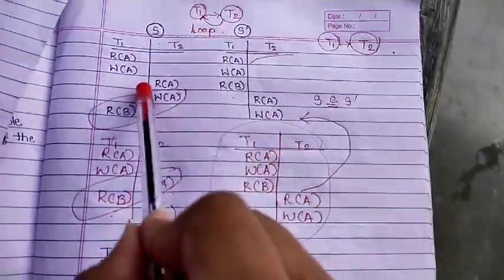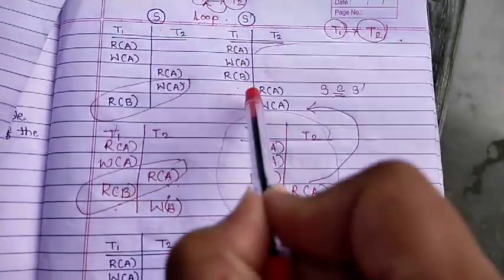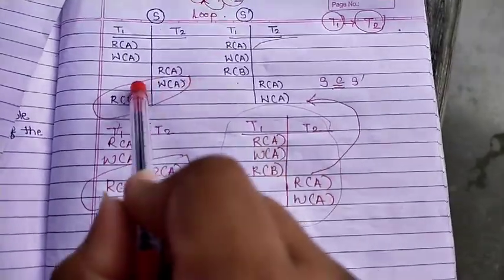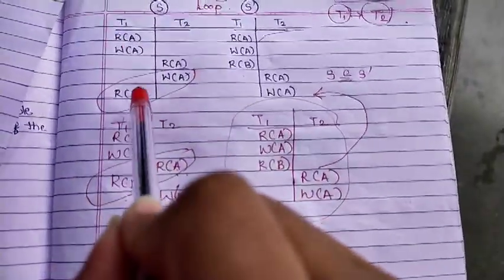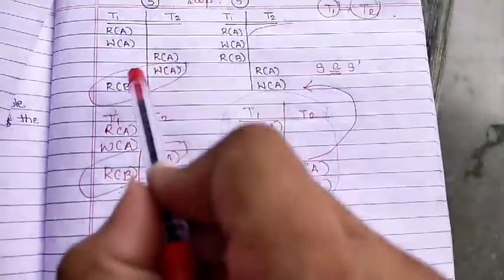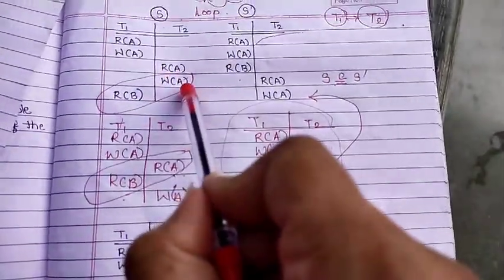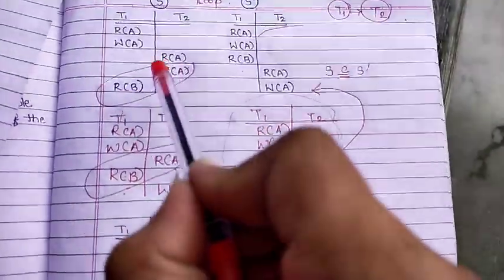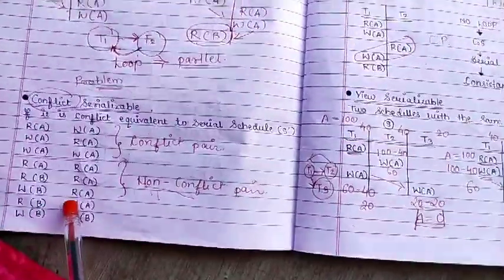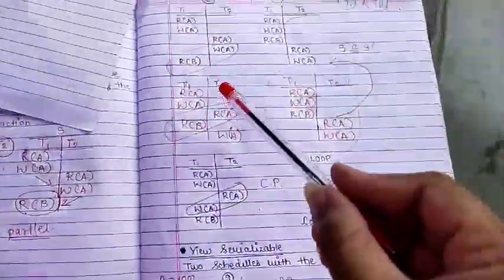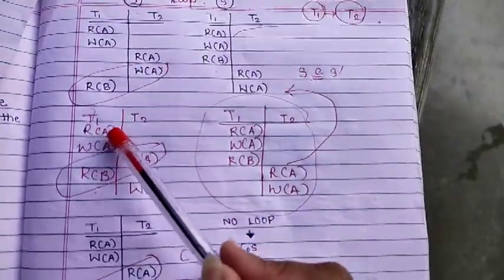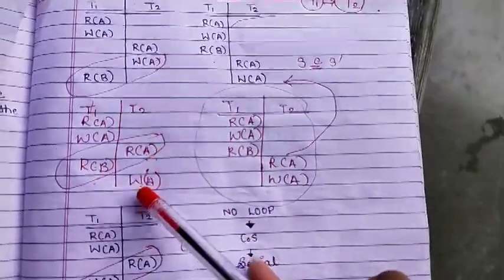Okay, so we have taken one example. This is a parallel schedule, this is a serial schedule. To solve this problem, we will check the adjacent operations. If those two are in non-conflict form, then we will swap them. So we check whether read B and write A are in conflict form. Both are in non-conflict form, so we will swap them. We have written it as RA WA instead of this, we just swapped it.